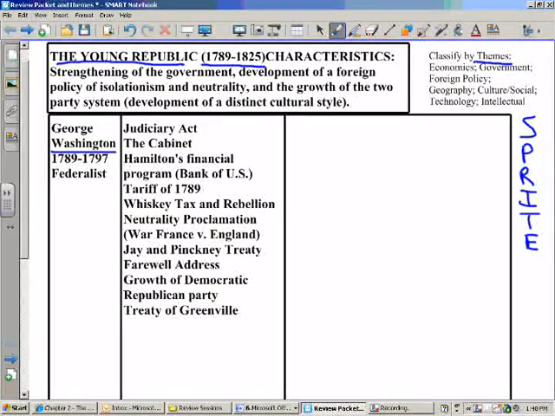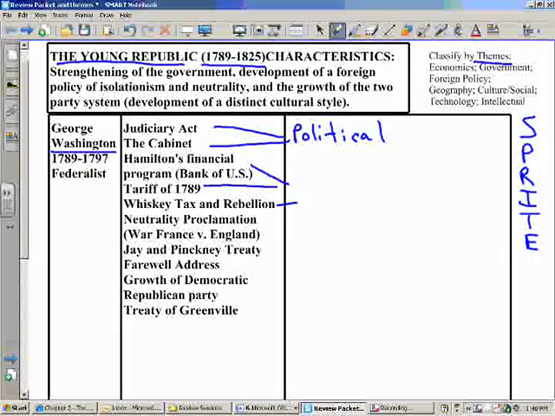For example, in this George Washington era, from 1789 to 1797, you see that the Judiciary Act and the Cabinet both play a role under political or government. Then you see Hamilton's financial program with the Bank of the United States, the Tariff of 1789, whiskey tax, followed by rebellion. These three all have a relationship to economics.